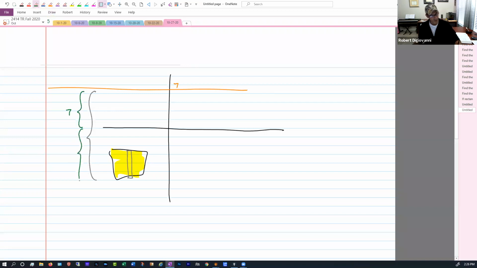But the distance from here to here is not f of x, or it's not this function. Let's say that that's the function f. It's not that function. What is it? It's 7 minus that. Talking about distance, it's still a measurement from here to here.